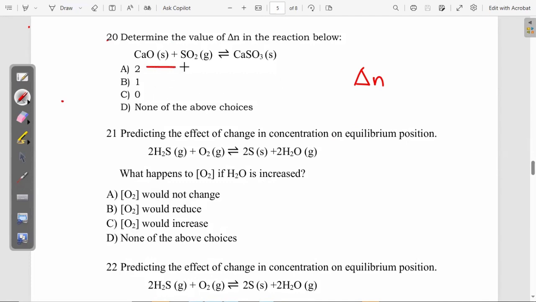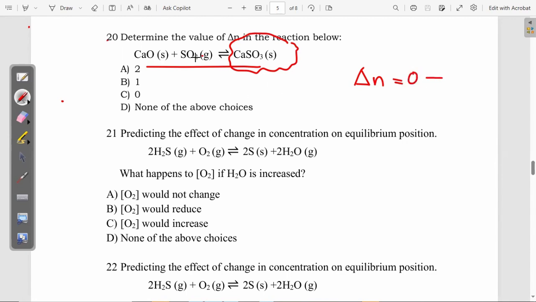So in this reaction, the first thing is to see if it's balanced. I can see 1 calcium, 3 oxygens, 3 oxygens, 1 sulfur, 1 sulfur. So it's balanced. Now we said this n here is the difference between the gaseous moles of the products minus the gaseous moles of the reactants. So when I come to the product side here, am I seeing any gas? No. So the gaseous moles on the product side is just 0.